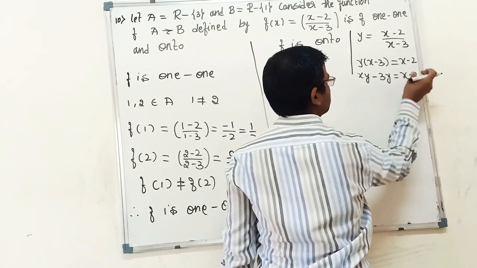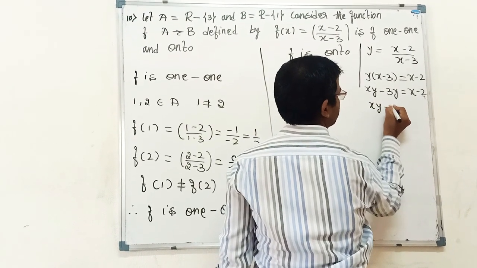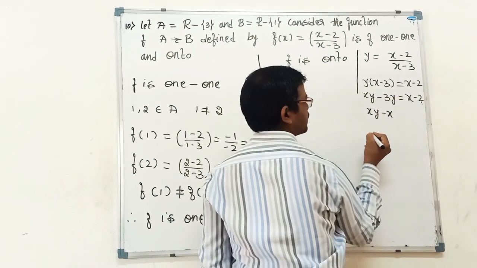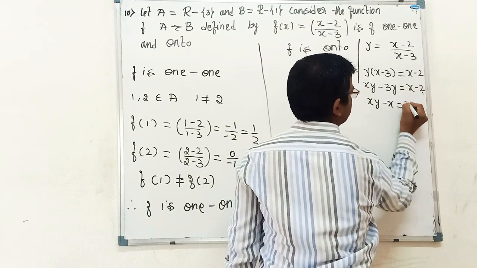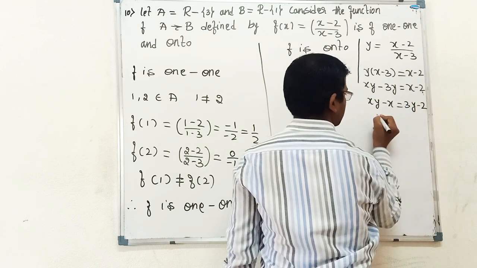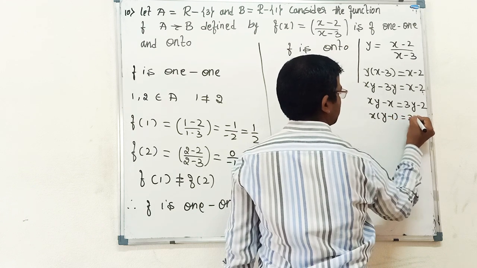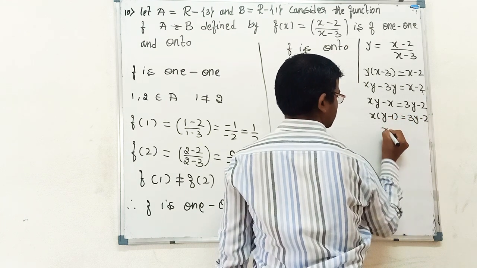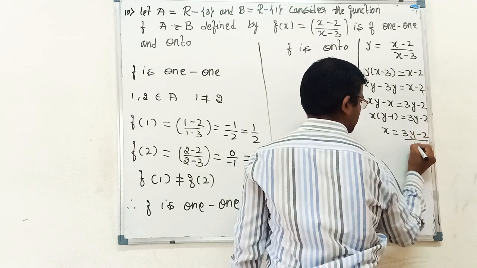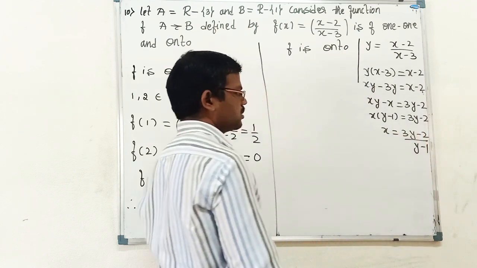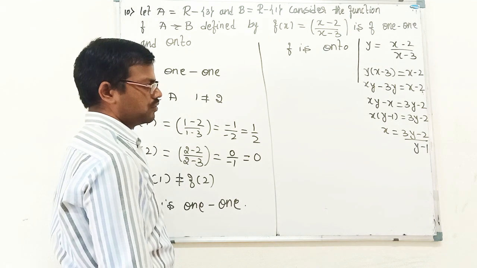So bring this term on this side. What happens? xy minus x. So next, here this 3y, if you bring on that side, 3y minus 2. So x is common. What is left there? x into y minus 1 is equal to 3y minus 2. Then x is equal to 3y minus 2 divided by y minus 1. So now here we have converted x in terms of y.